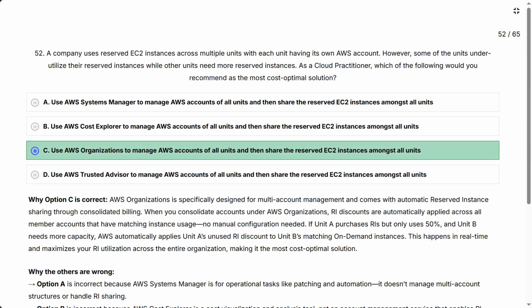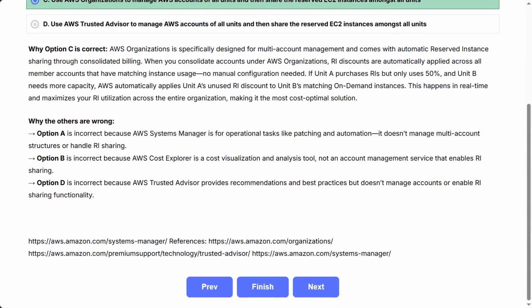Why option C is correct? AWS Organizations is specifically designed for multi-account management and comes with automatic reserved instance sharing through consolidated billing. When you consolidate accounts under AWS Organizations, RI discounts are automatically applied across all member accounts that have matching instance usage. No manual configuration needed.